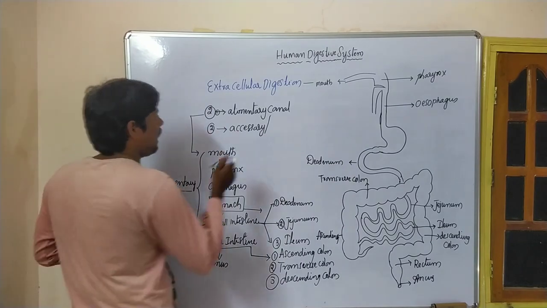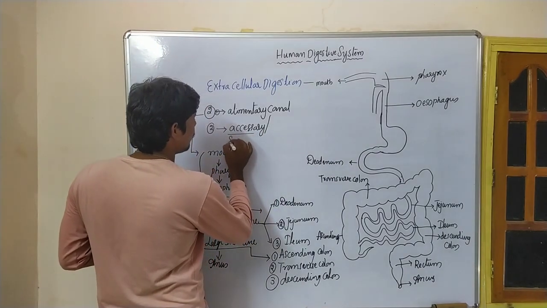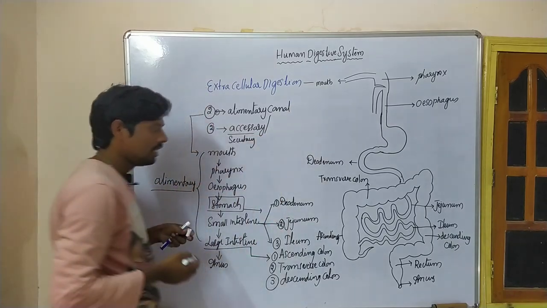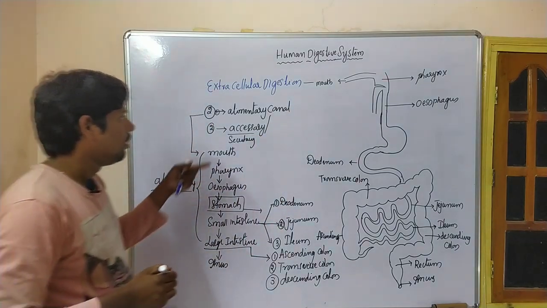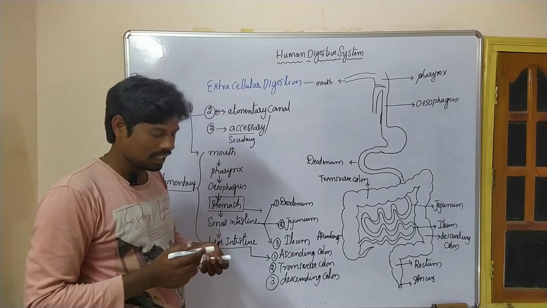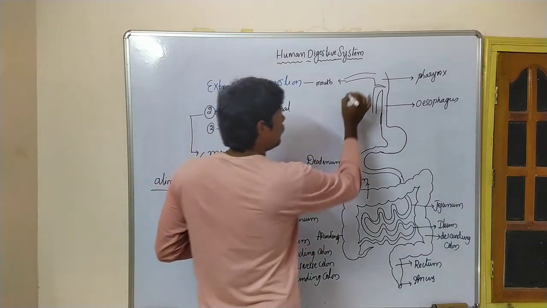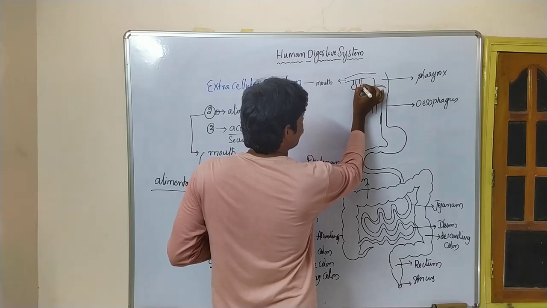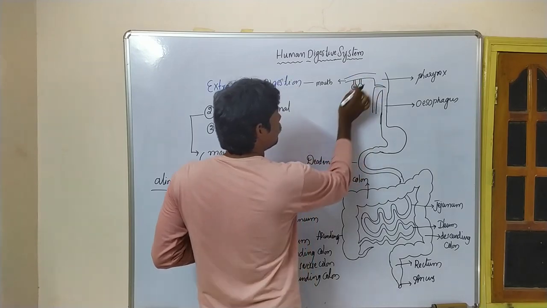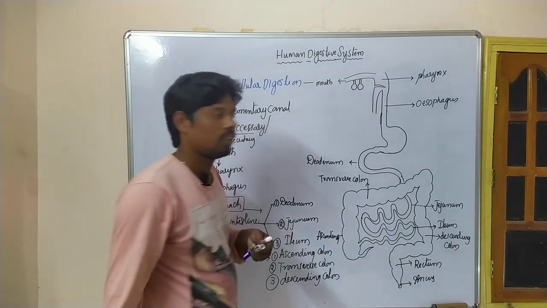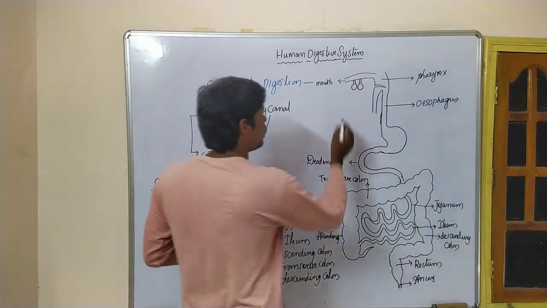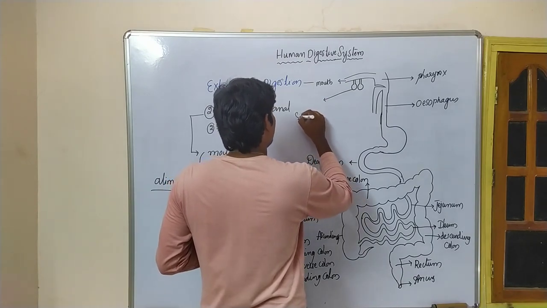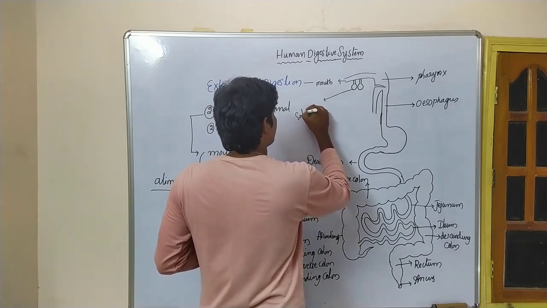Let us see the accessory or secretory glands of the human digestive system. First of all, the accessory or secretory glands include the salivary glands, which are present beneath the mouth part. Beneath the mouth part, they are simply the salivary glands.